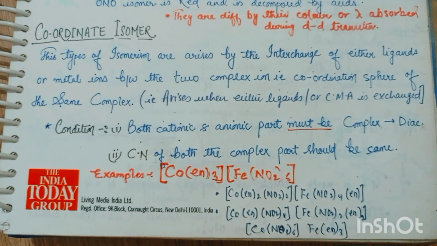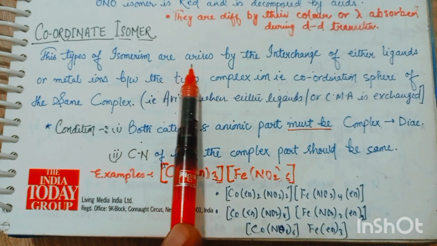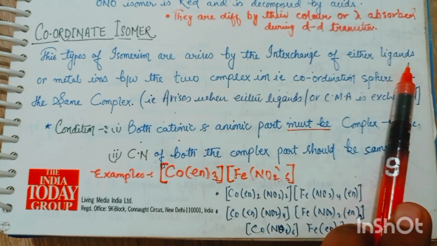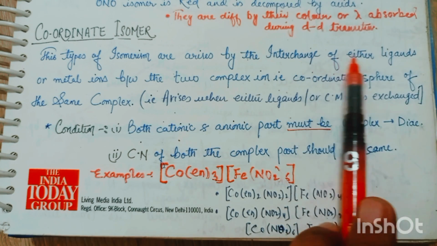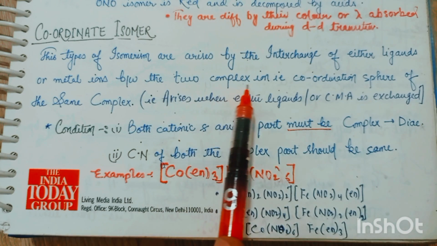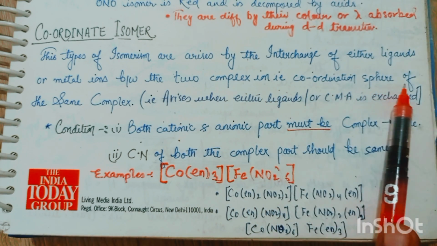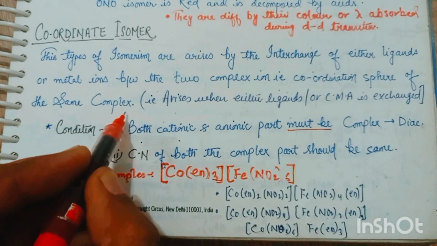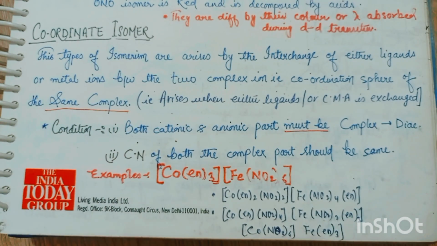Okay, this type of isomerism arises by the interchange of ligands. What is the interchange? Interchange of ligands or metal ions between the two complex ions, that is, the coordination spheres of the same complex. The condition is the coordination sphere of the same complex. We cannot exchange the ligands or the ions of two different complexes. It should be of the same complex.